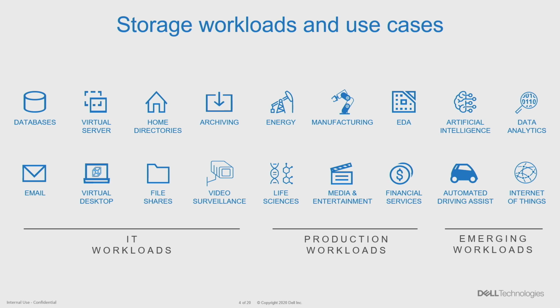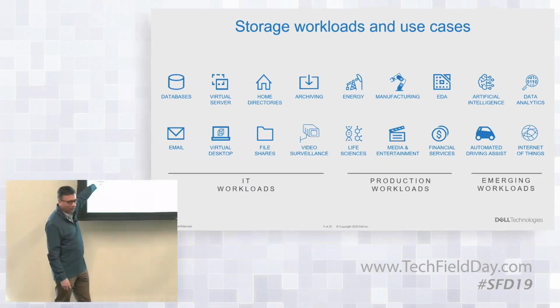Some of them you may be familiar with, whether it's virtual servers, databases, file shares, video surveillance, and then what we call our production workloads. Think of these as the workloads that a company would be using that are part of their core competency. Think of, for example, a media and entertainment company. Making a movie, doing rendering, that's part of their core competency. They make movies, right? So rendering would be a core production workload. Now that movie company may have their own email servers and databases and stuff like that. That would be the IT department of that company.